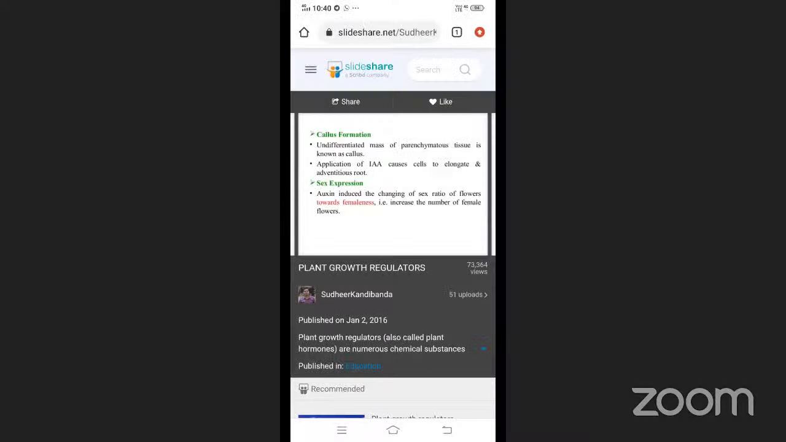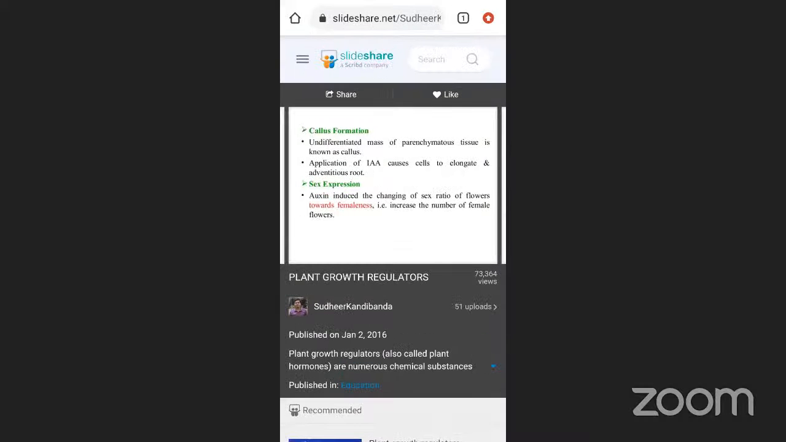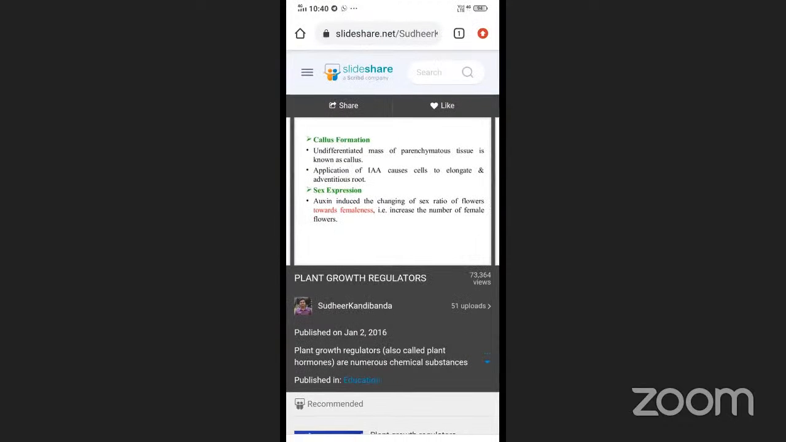That is another application. Another one is callus formation. Callus formation is also there, from which organs are developed. The next one is sex expression. Auxins change the sex ratio of the flowers toward femaleness, so that the number of female flowers increases.